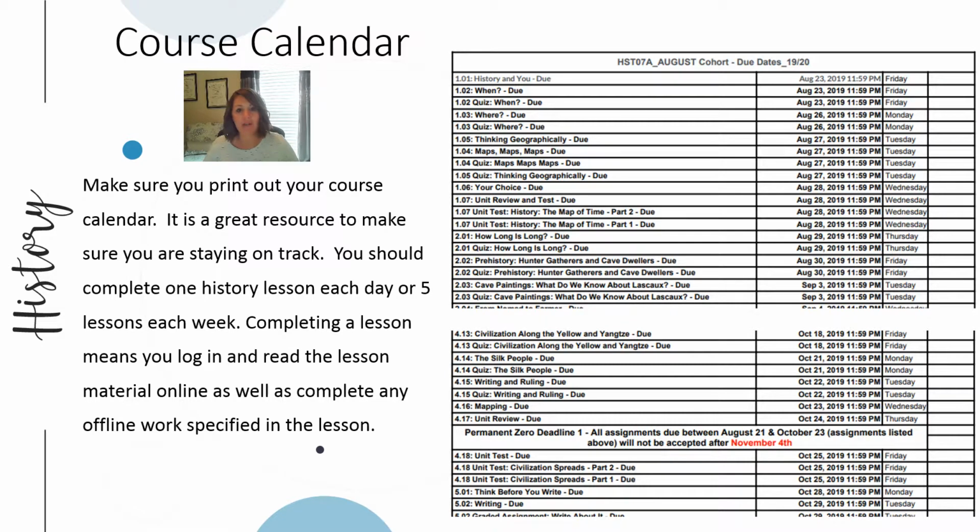Just a reminder that that course calendar is available for you. This is what it looks like. It tells you each lesson and when it is due, and then I've also put in that permanent zero deadline. So depending on which cohort you are starting with, it'll tell you everything, all of these lessons above, and what is the last day that you can turn those in.